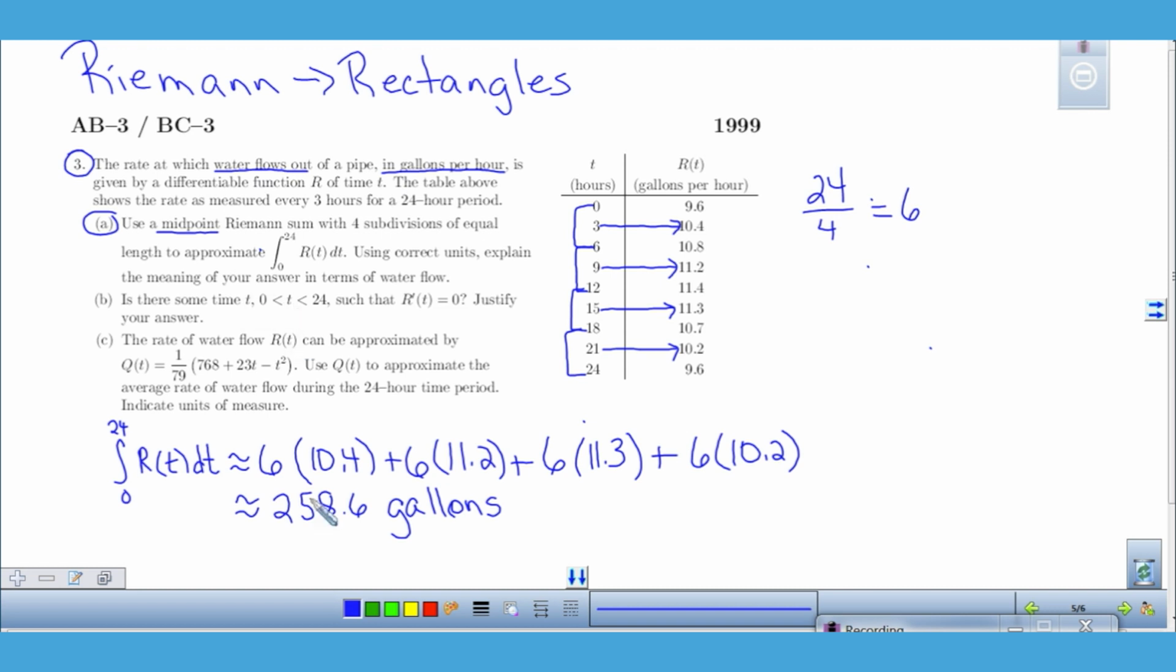If I had to tell you what this means, I would say 258.6 gallons is the approximate number of gallons that flowed through the pipe in a 24-hour period. So that's the statement they want there. That's midpoint. Midpoint is when you use the middle values' y as your height. All right, so that's midpoint.